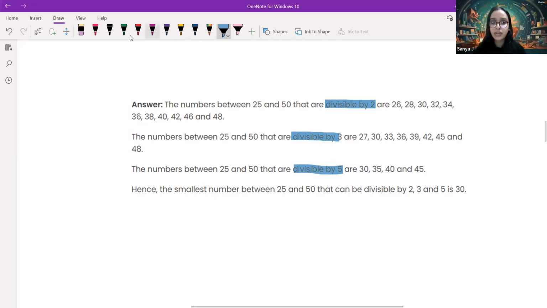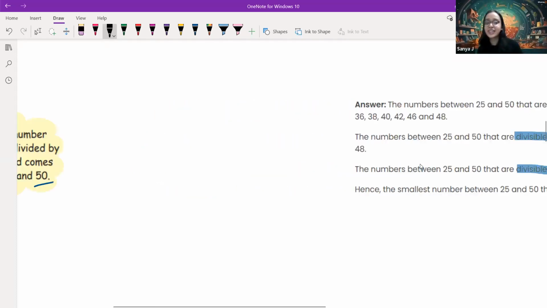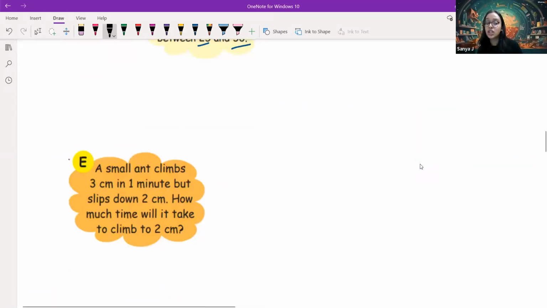Let's begin with the very first number from 5 only, because 5 has fewer numbers. Let's take the number 30. Now 30 is over here in 5. Let's see if 30 is present in 3. Yes, 30 is divisible by 3 as well, and 30 is divisible by 2 as well. Did you all see that 30 is common amongst all these 3? So 30 is the smallest number between 25 and 50 that is divisible by 2, 3 and 5. Is it clear?